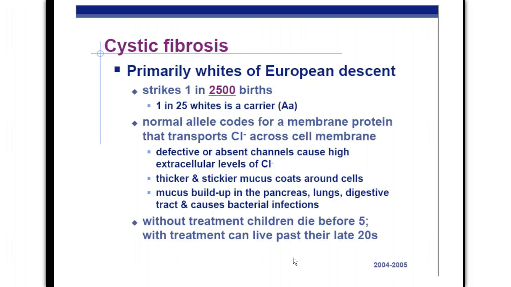Cystic fibrosis, the mutation first started in Caucasians of European descent. 1 in 25 white people, Caucasians, is a carrier. So, 2 people that are carriers have kids, there's a 25% chance they'll have the disease. Now, the normal allele codes for the membrane channel that transports chlorine across the cell membrane. And we're going to talk about that now, but the kid dies by the time they're 5. Unless they get treatment, they can live into their 20s.